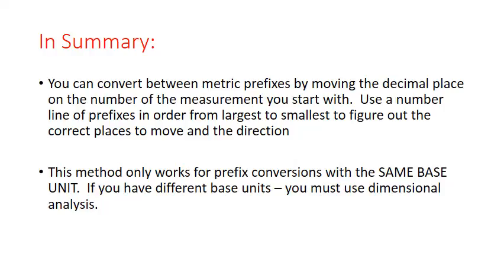In summary, you can convert between metric prefixes by moving the decimal place on the measurement that you start with. You use a number line of prefixes in order from largest to smallest to figure out the correct places to move and the direction. And this method only works for prefix conversions with the same base unit. If you have different base units, you have to use dimensional analysis.